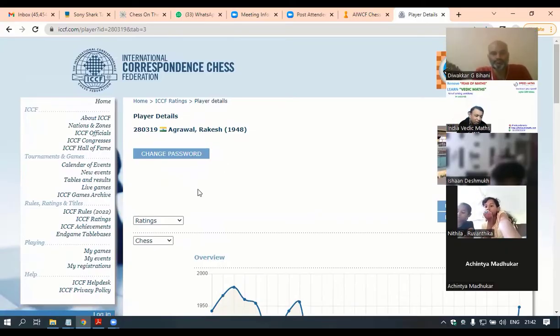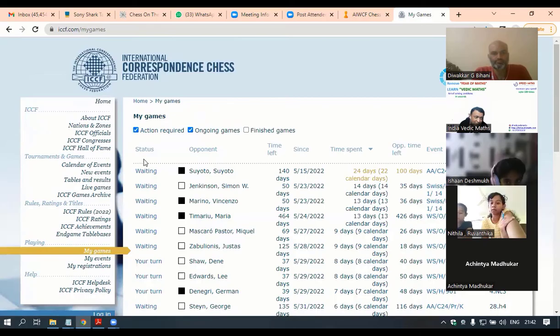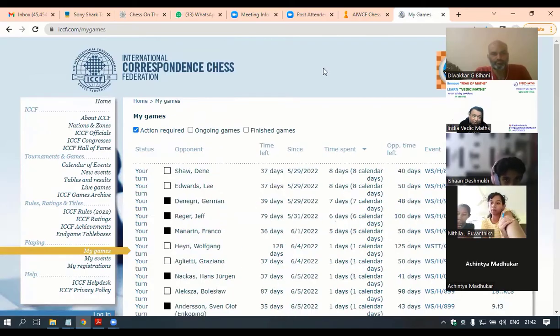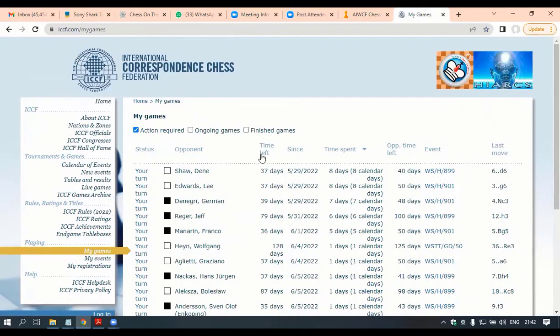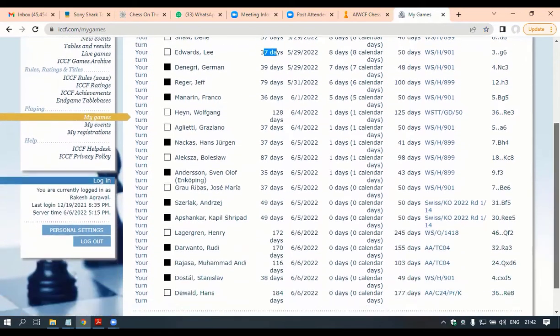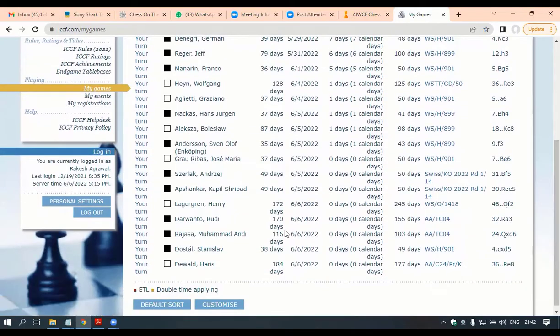If you see my online games now, I'll show you. Now in my online games, where I have to make a move, I have 37 days left for making a move. 37 days, 37 days. In some of the games I have 170 days. So I have a lot of time. I can choose which one I want to play when. It's like that.